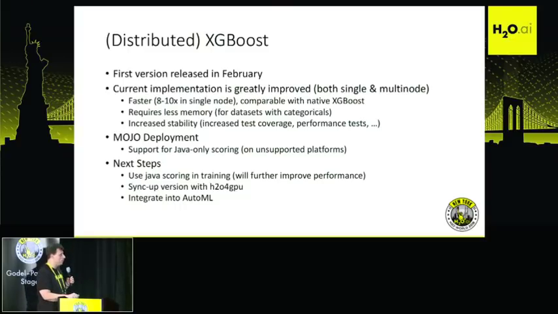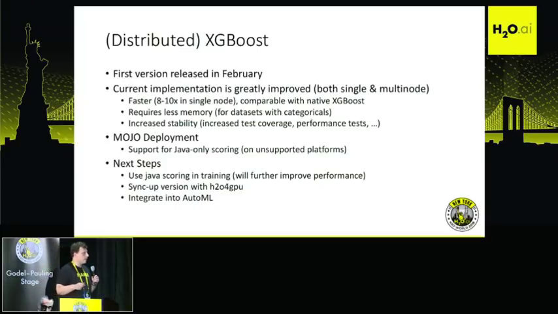Let's talk about distributed XGBoost. This is not a new addition in the latest release. This is something that's available since February. But if you are familiar with the first version that was released in February and you tried the current implementation, you would see that our current implementation is greatly improved, both in multi-node and single node. It is much faster, especially in the single node. That's the most apparent, and you can see it will be 8 to 10 times faster, and we are getting comparable with the speed of the native XGBoost.